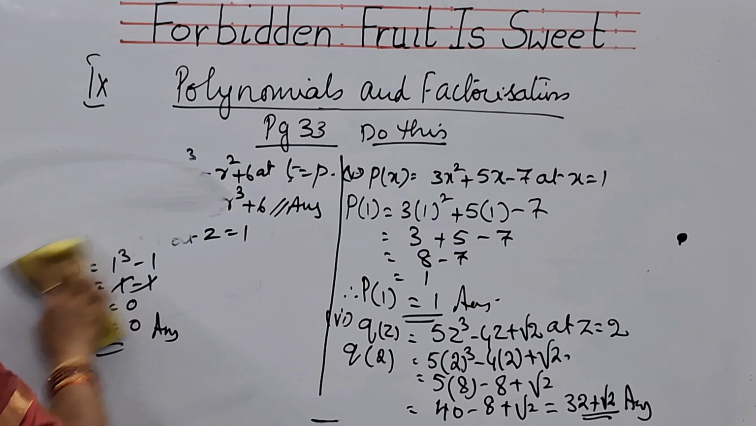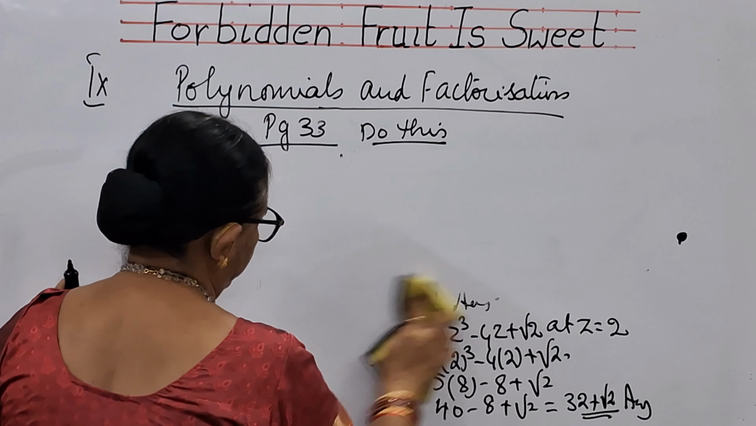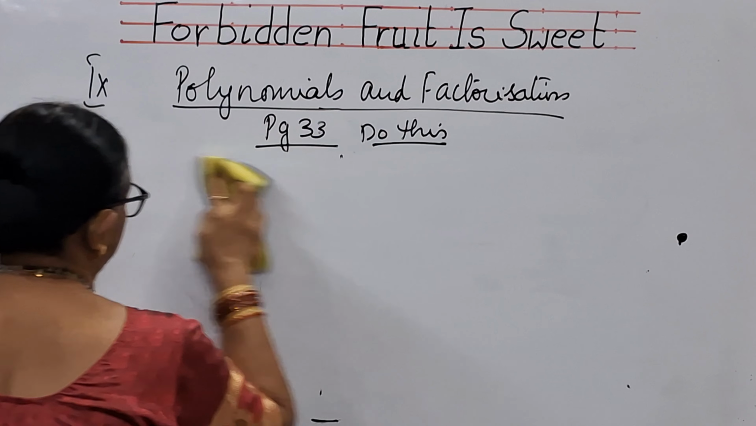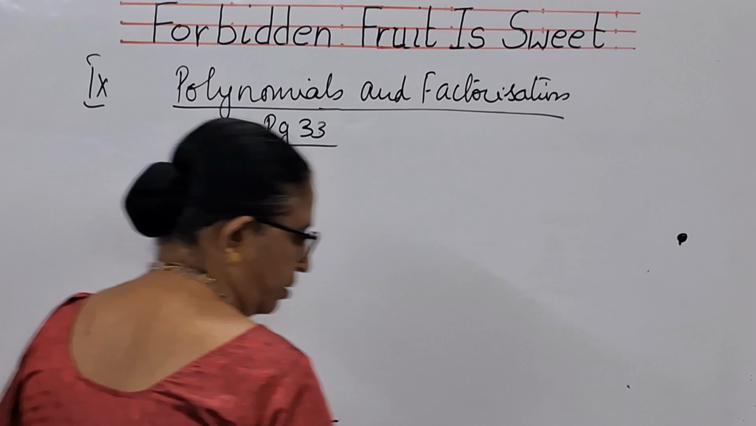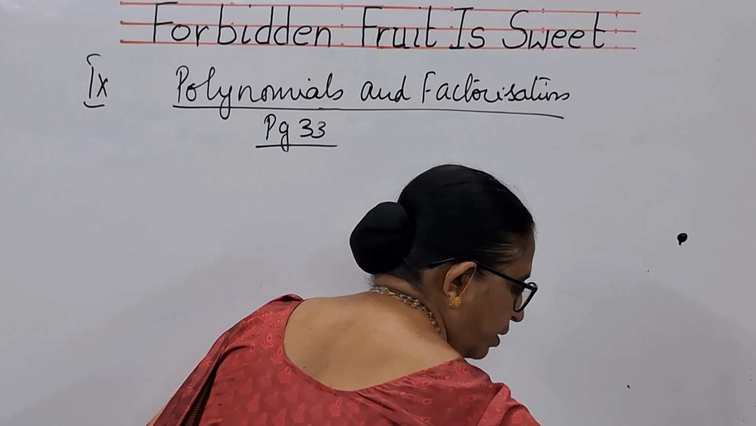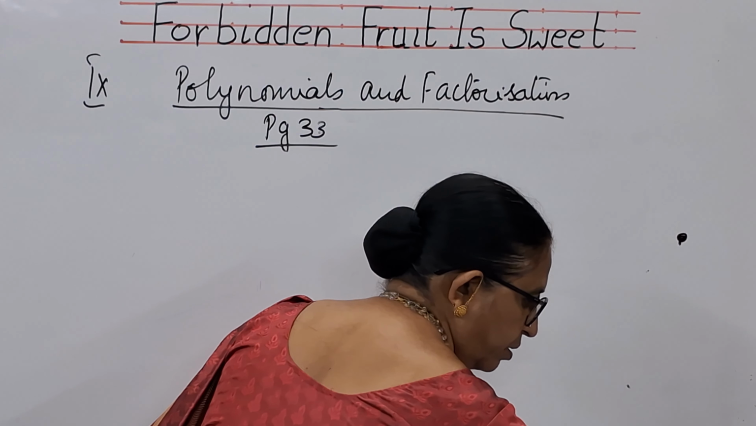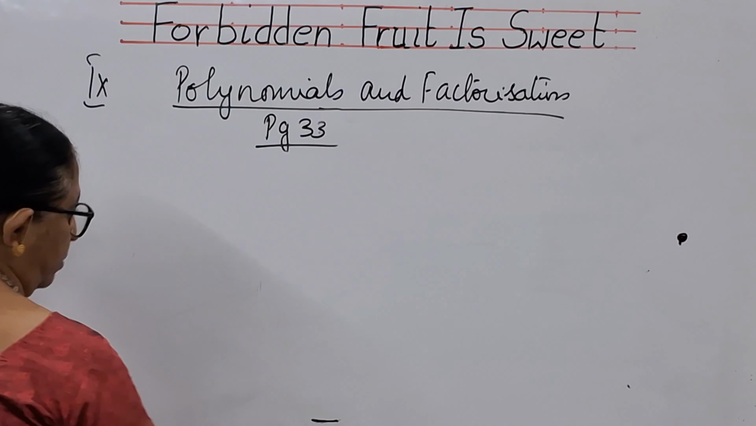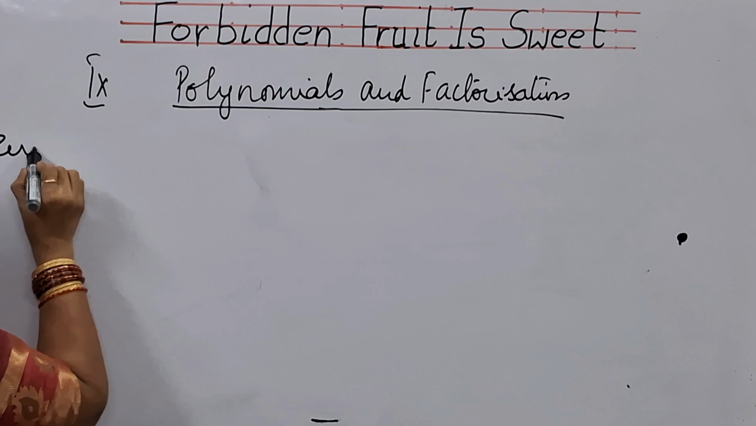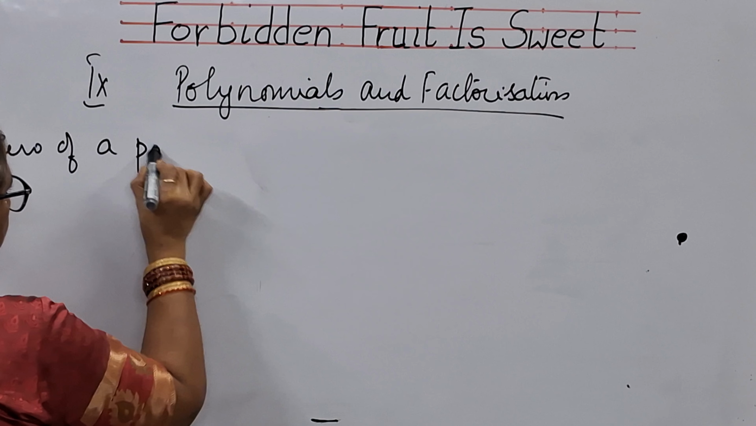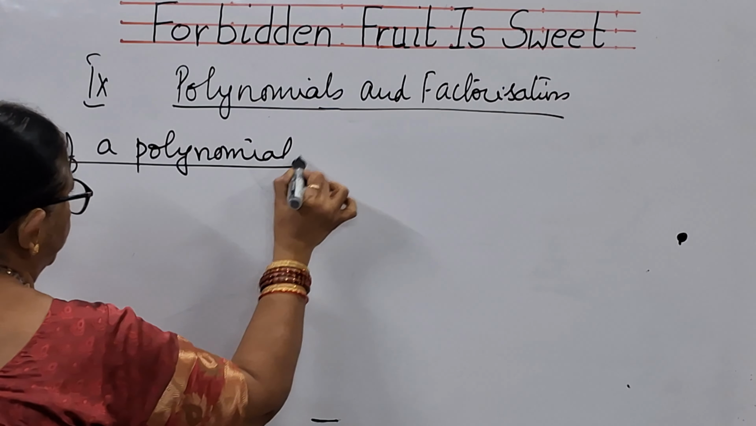Next, we have completed this. Now let us talk about the next one, zero of a polynomial. Zero of a polynomial. What is the meaning of it?